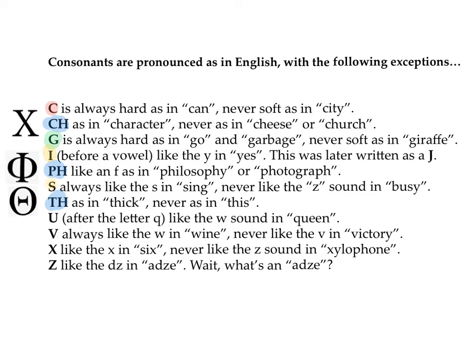This brings us to the letter S, which always sounds the way it does in sing, s, and never has that buzzy sound we hear in the word busy. Now you notice when you make the sounds s and z, your tongue is in exactly the same place. But when you make the z sound, you add that buzz. This is called a voiced consonant.